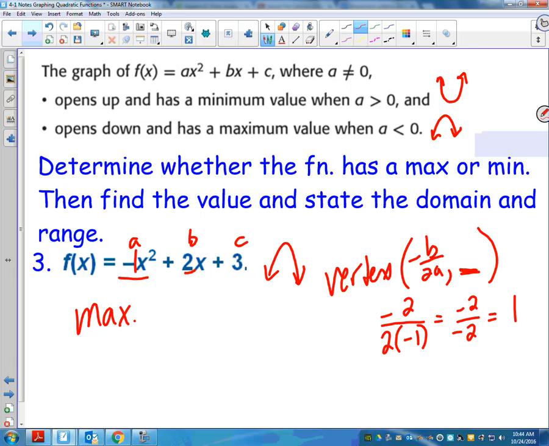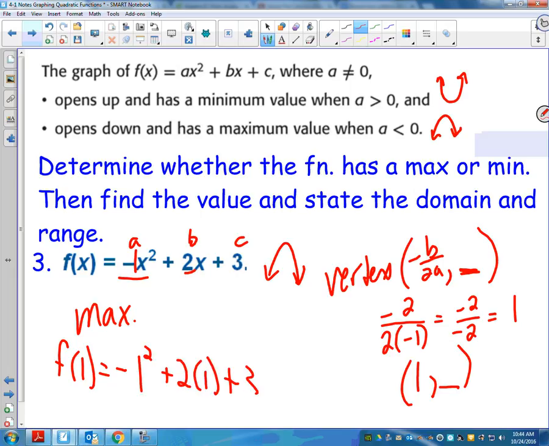But 1 is not my answer, right? That's the x coordinate. I know that the x coordinate is 1. So to find my max or min, I have to plug 1 back into that problem every time. So now let's talk about typing this in, all right? So I'm going to say over here, f of 1 equals -1 squared plus 2 times 1 plus 3.